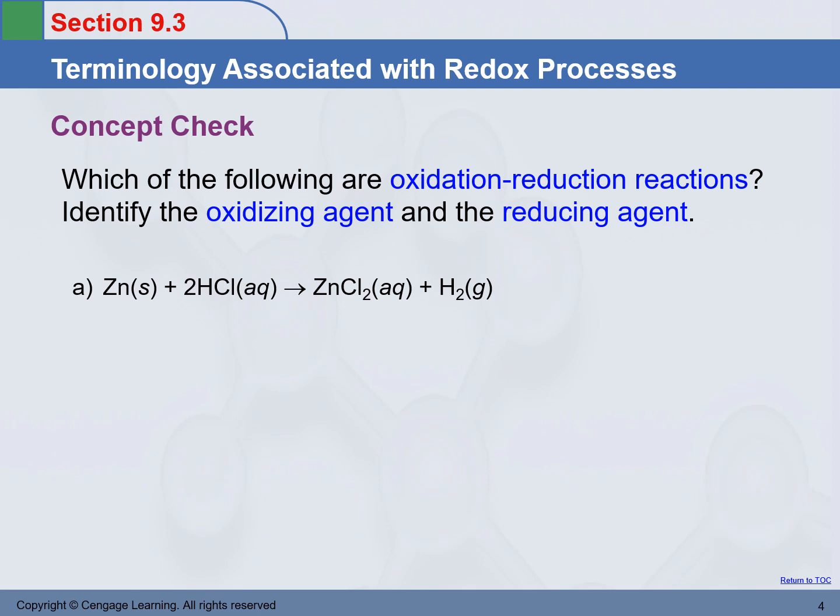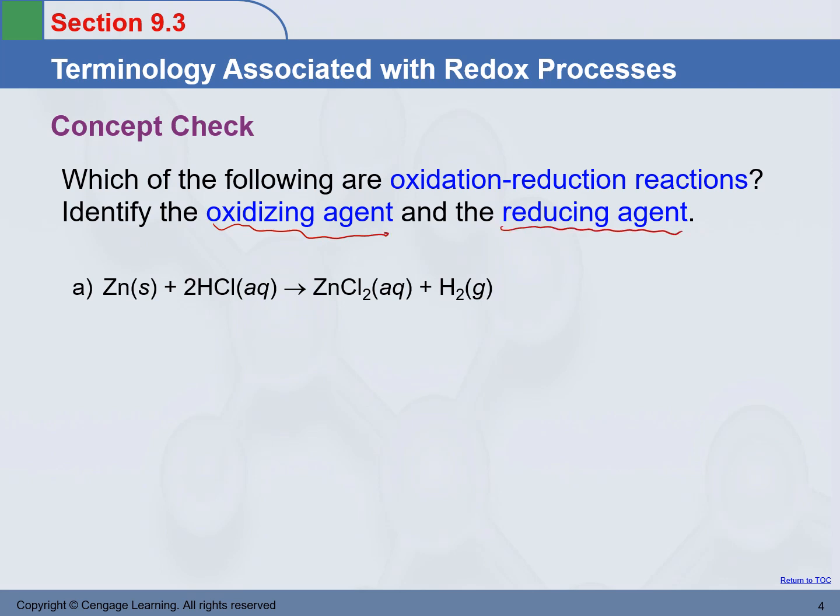Zinc plus hydrogen chloride produces zinc chloride and hydrogen. We know this is a redox reaction because at the end of the last episode, we concluded that single replacement reaction is a redox reaction. So this is a redox. Our goal now is to predict which one is the oxidizing agent and which one is the reducing agent.